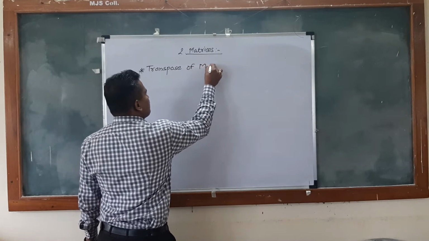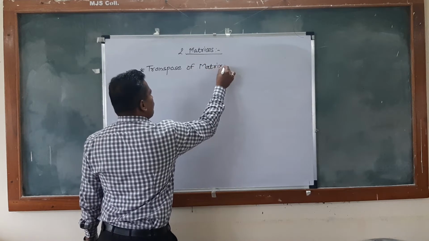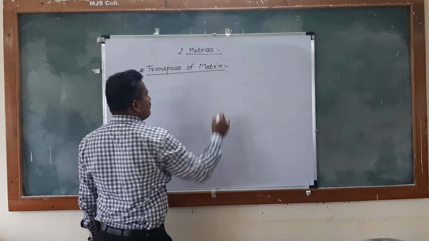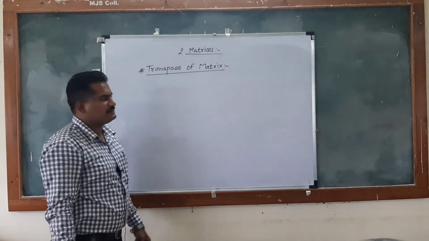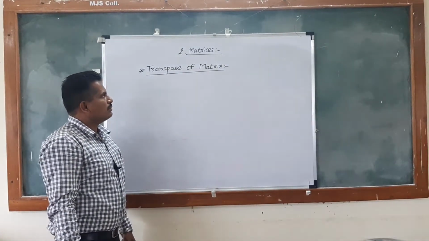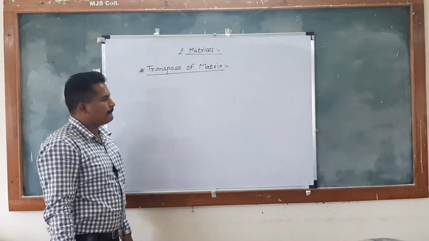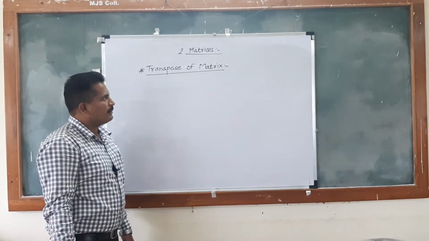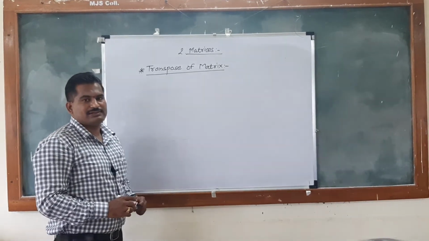Transpose of a matrix. Transpose means we change the elements in a row to the column, or elements of the column to the row.